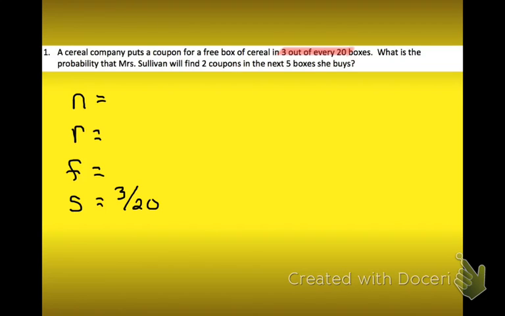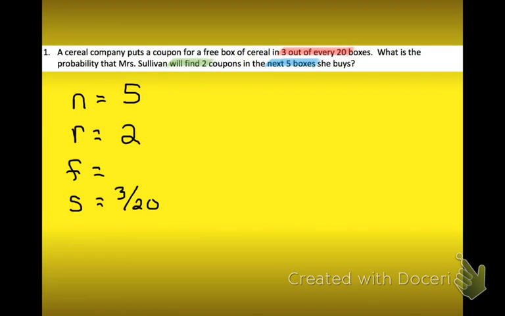What is the probability that Miss Sullivan will find 2 coupons? So we want her to find 2 coupons. That's how many successes we want, so R is going to be 2, that she finds 2 coupons in the next 5 boxes. So our total number of trials is going to be 5.